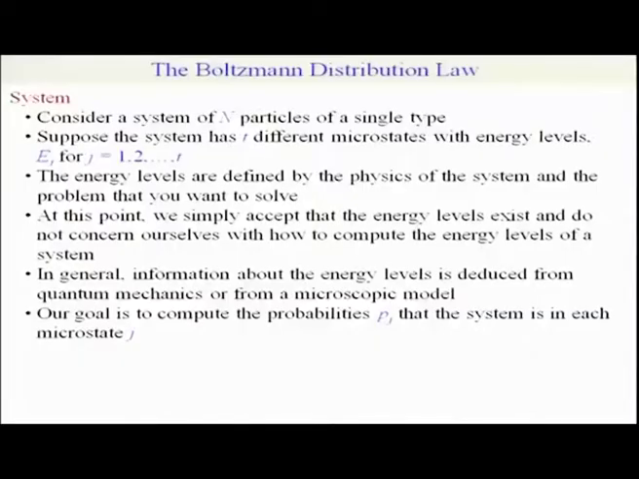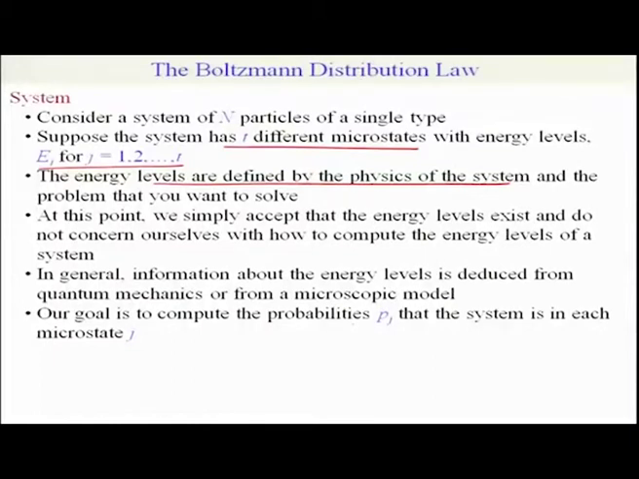What we are considering in this is that the system containing N particles has t different microstates with energy levels varying from E1 to Et in this form. Now, these energy levels are defined by the physics of the system and the problem that we want to solve. At this point, we will accept that the energy levels exist, and we do not concern ourselves with how to compute the energy levels of a system.